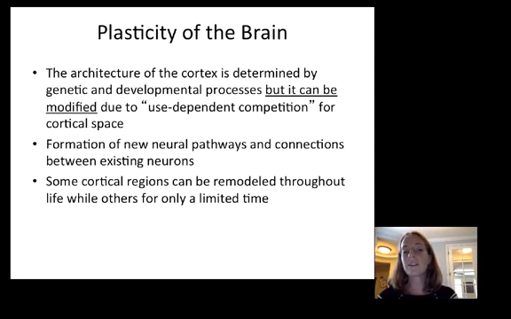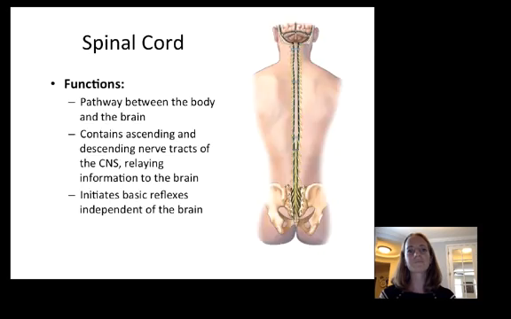There can also be formation of new pathways and connections between existing neurons, and some regions of the brain can be remodeled throughout life. This research is ongoing. We don't know how strong the remodeling can be yet, or how often new cells can actually stay within the brain, but the research is very cool. If you are interested in that, it's something you might want to check out.